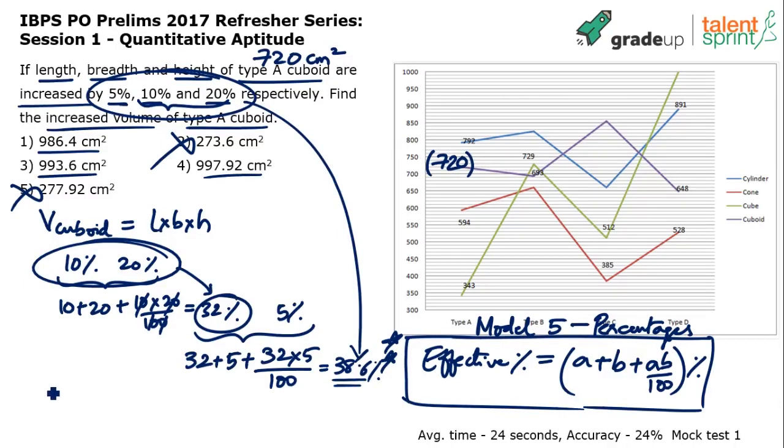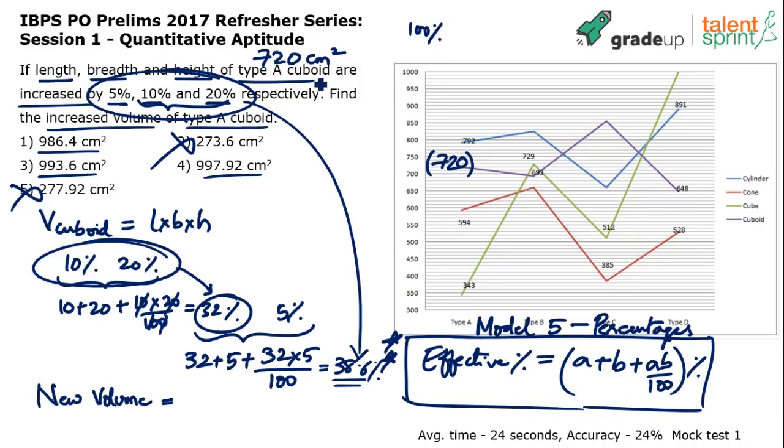Which means the new volume, what will be the new volume? Don't write new volume in the exam. You won't get extra marks for this. Directly play with numbers. The new volume is going to be what? See, the increment is 38.6%. Initial volume is 100%.